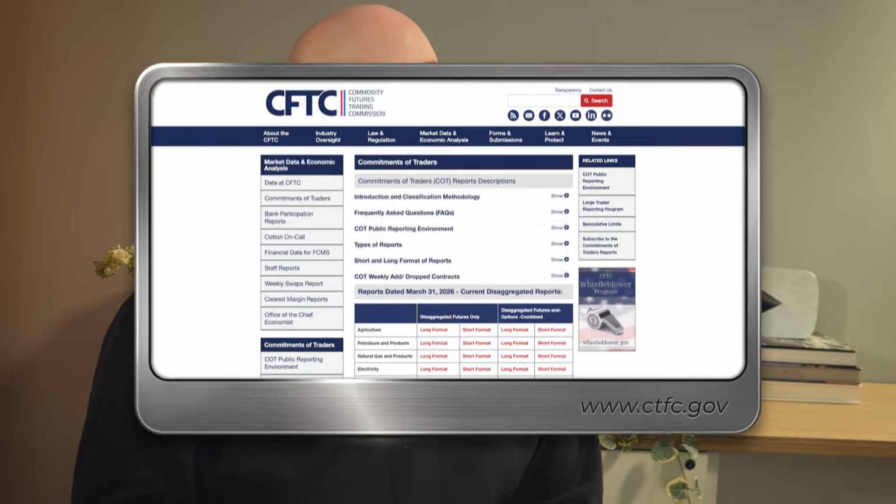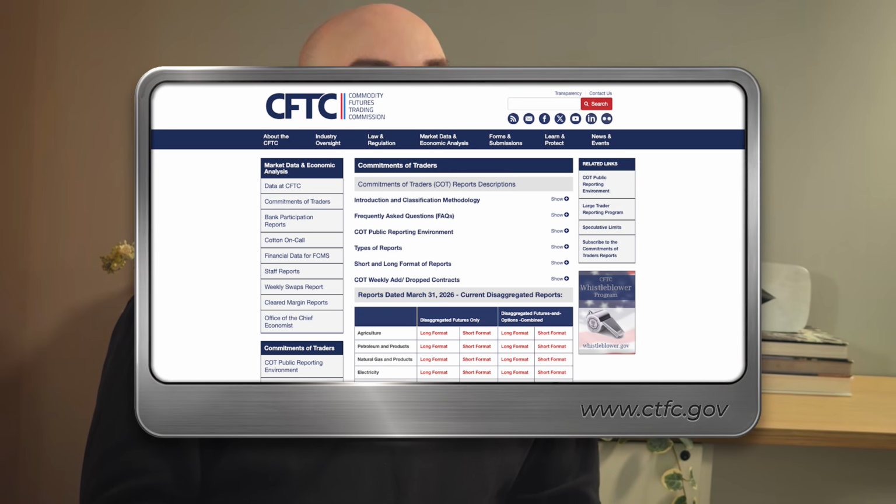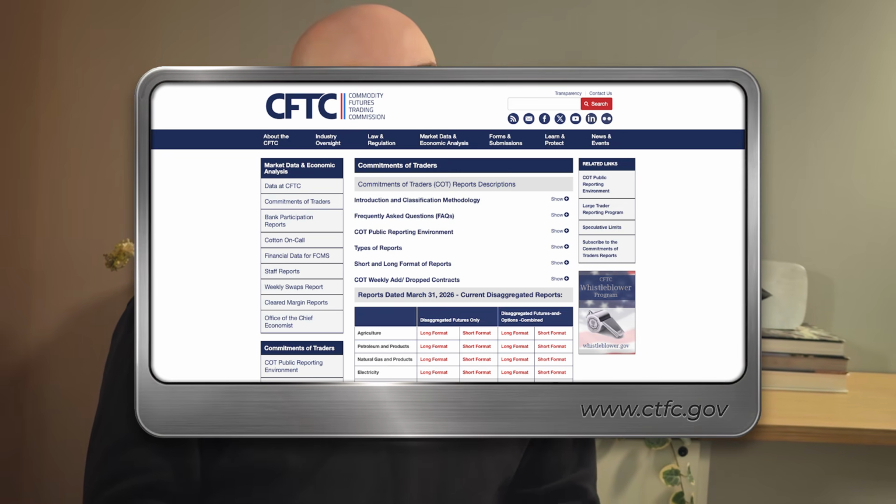One way to gain insight into how these groups are positioned is through the Commitments of Traders report, published weekly by the Commodity Futures Trading Commission, or CFTC. It breaks down open interest across different types of market participants and can offer useful context around sentiment and positioning. With access to everything from stock indices and interest rates to oil, metals, and agricultural products, futures offer a flexible and versatile way to participate in the global markets.